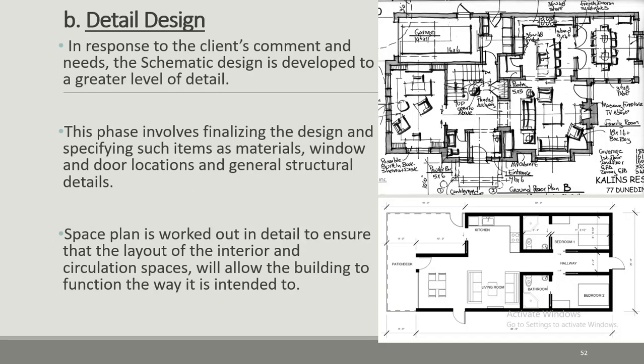Now we proceed to detail design. In response to the client's comments and needs, the schematic design is developed to a greater level of detail. This phase involves finalizing the design and specifying such items as materials, window and door locations and general structural details. The space plan is worked out in detail to ensure that the layout of the interior and circulation spaces will allow the building to function the way it is intended to.